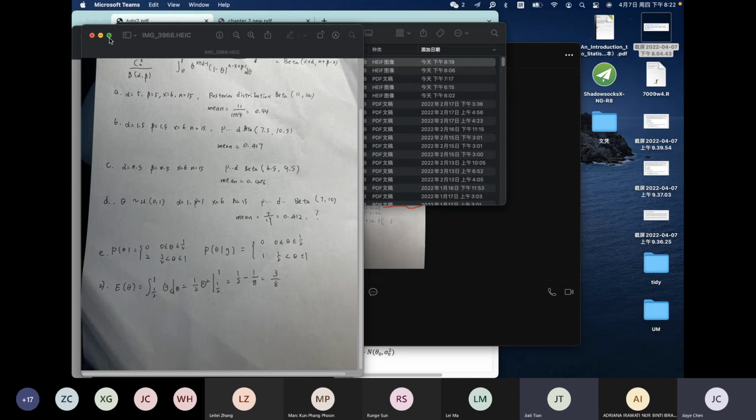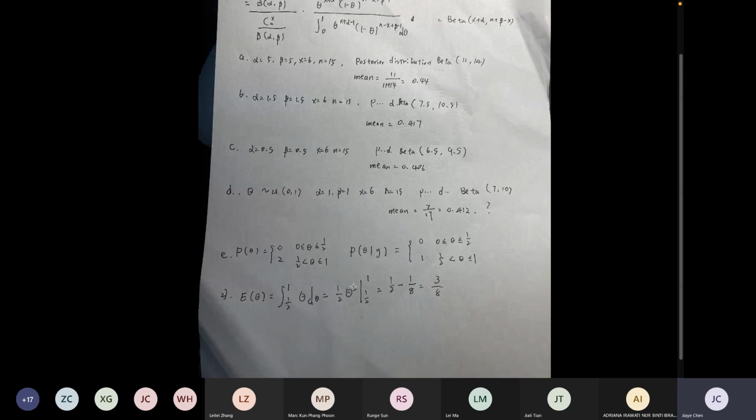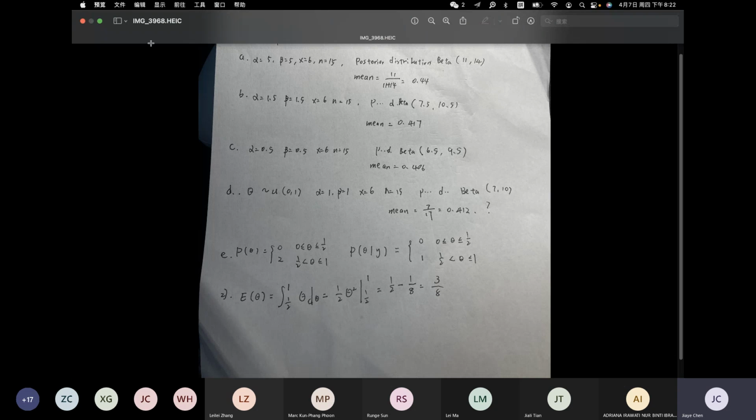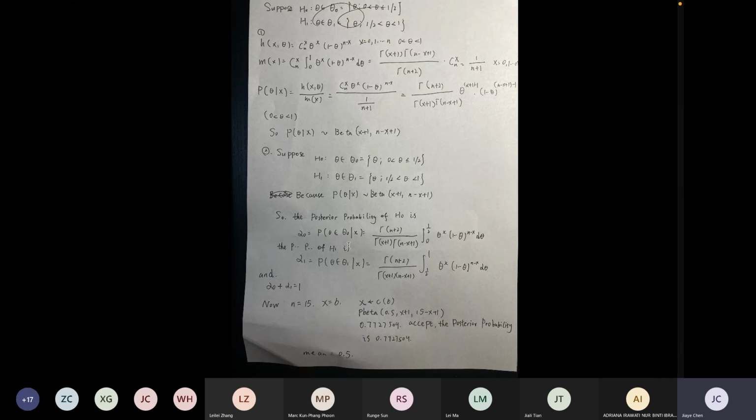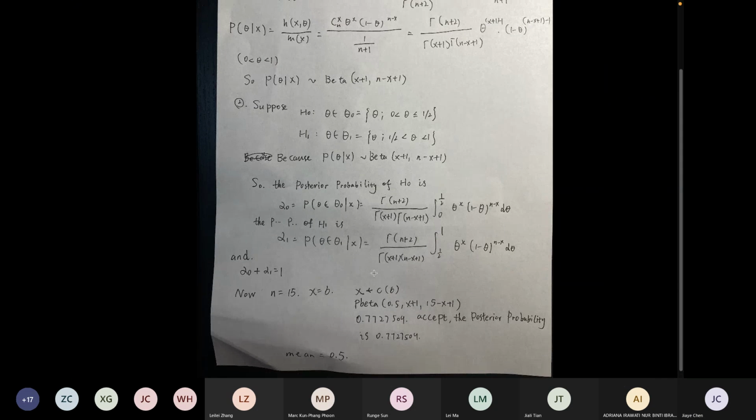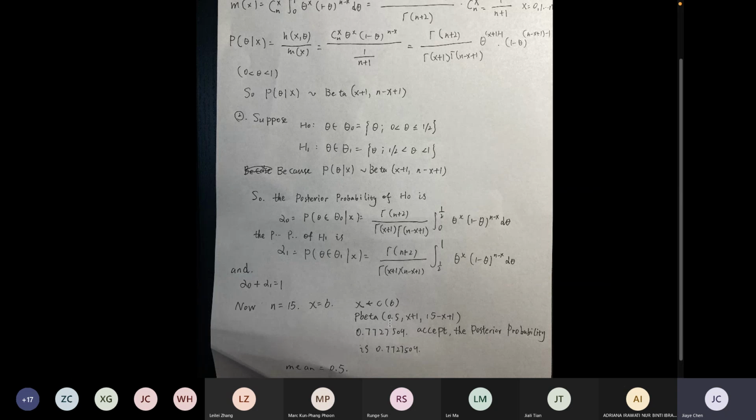Question E. Actually, I'm not quite sure how to do question E. It's a little weird. This is the first way I did this question, and this is another way. I don't know which one is right. Not quite sure of this question.